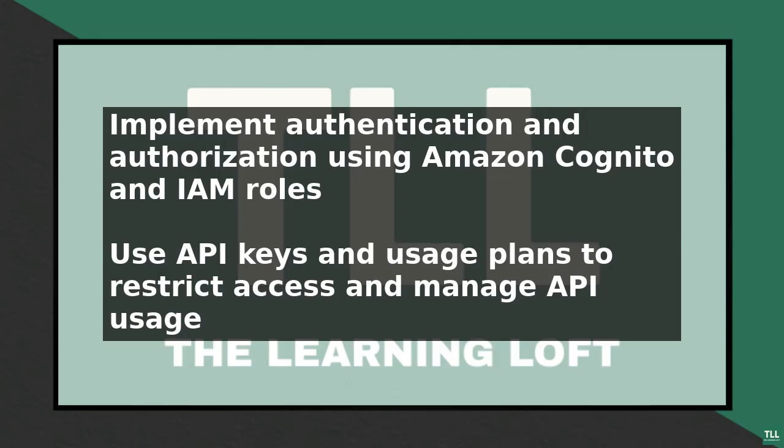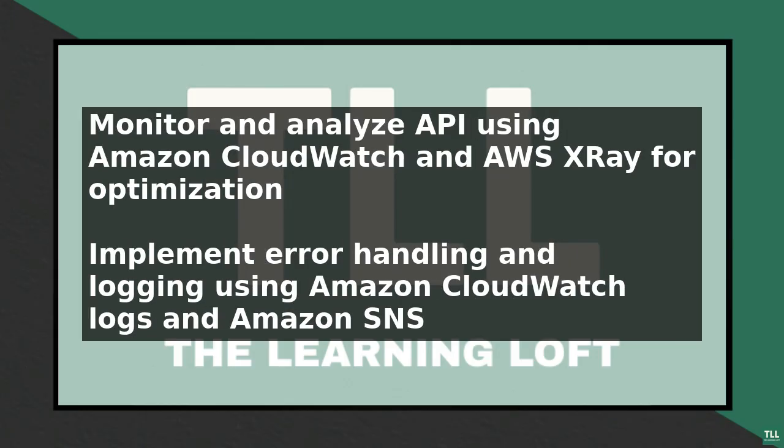Use API keys and usage plans to restrict access to your API and manage the usage of your API. Monitor and analyze your API to identify performance issues and optimize your API for better performance. Implement error handling and logging mechanisms to handle errors and exceptions in your API.